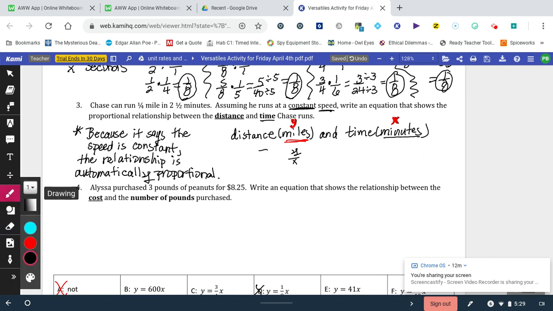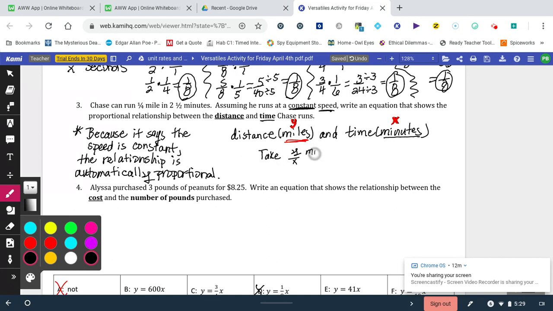I'll write that a little better. All right, so in other words, we're going to take miles and divide it by minutes. Okay, so what was the number of miles? Well, the number of miles was 1/4. And these are fractions, so we're going to keep it in fraction form. 1/4 divided by the number of minutes, which is 2.5 minutes.